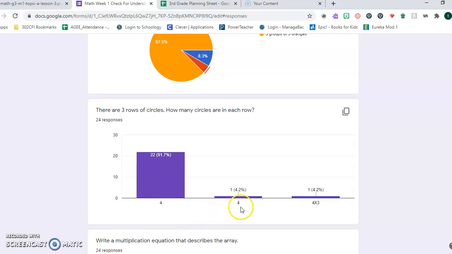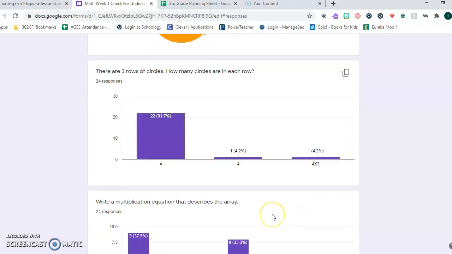And I'm not sure why this 4 is different from this 4. Maybe there's a space, maybe there's a space afterwards. I'm not sure. But 4 times 3 here, the person who answered 4 times 3 is not answering 3 rows, or how many circles are in each row. That would be a description of the array overall. So how many total circles are in the array.